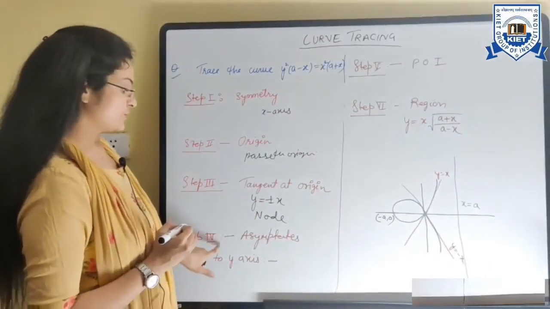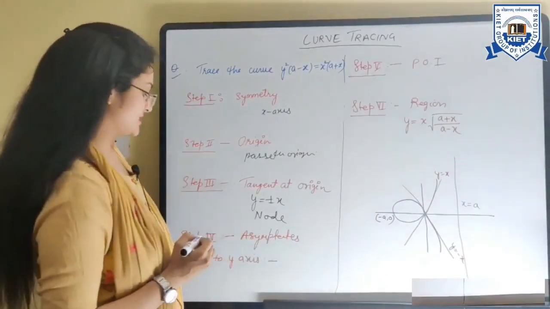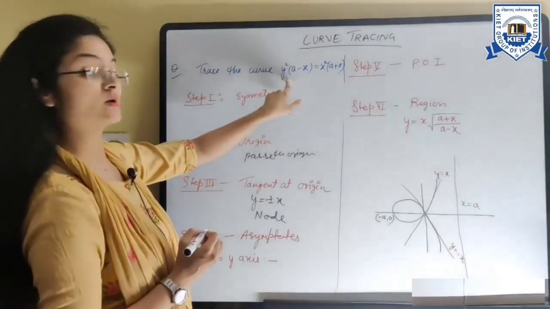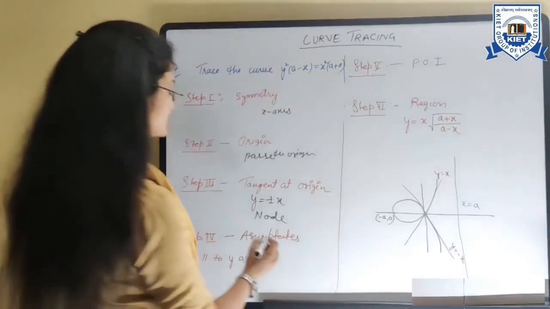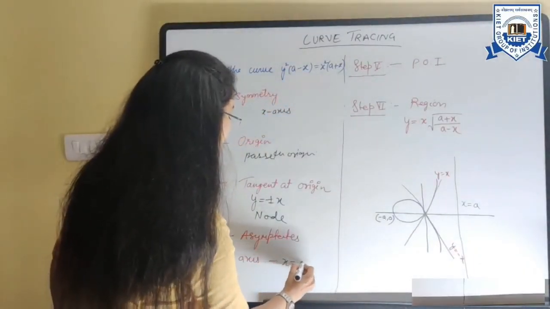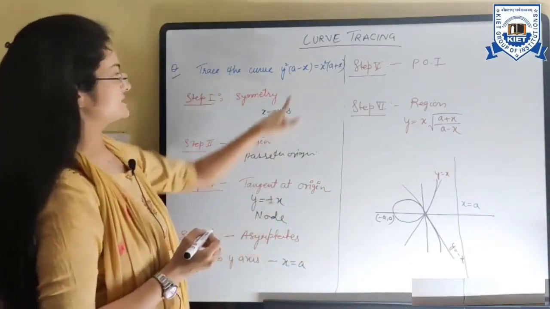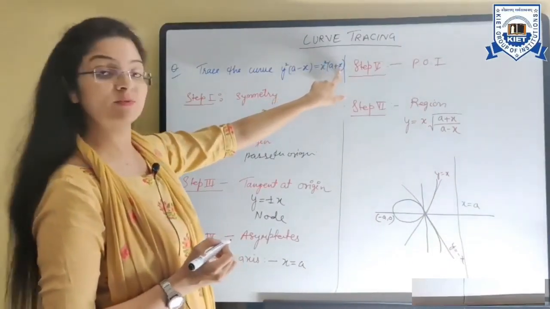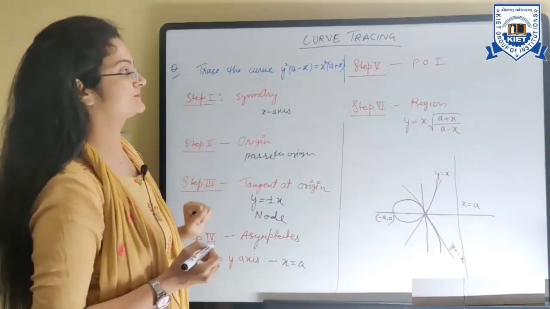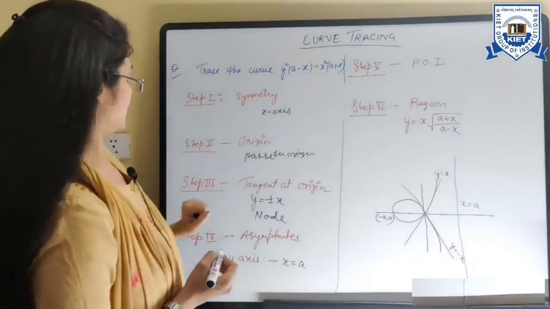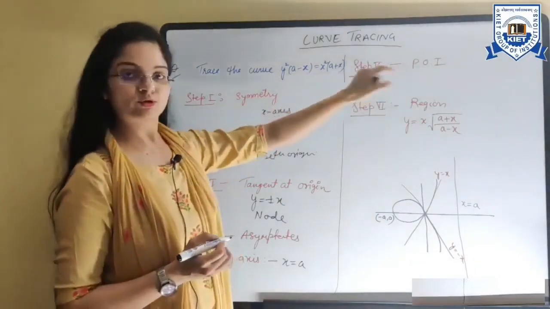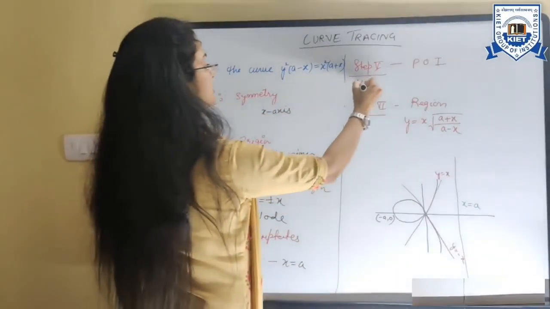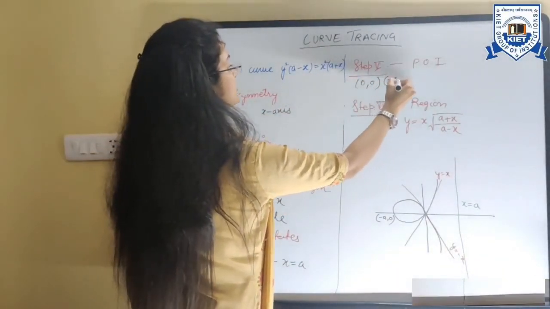In step 4, we have to find the asymptotes. The asymptote parallel to the y-axis can be obtained by equating the coefficient of the highest power of y to 0, that is x equal to a. We can see that there is no asymptote parallel to the x-axis, as the coefficient of the highest power of x is 1. Now in step 5, we find the points of intersection. When we put x equal to 0 and y equal to 0, we obtain the points 0, 0 and minus a, 0.